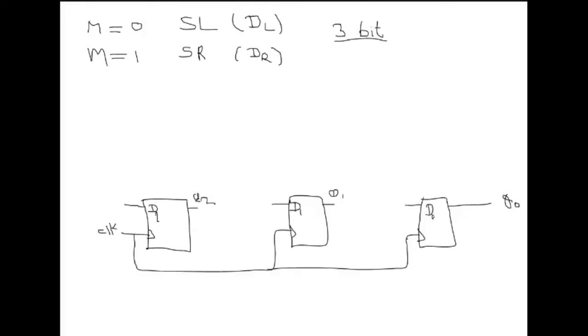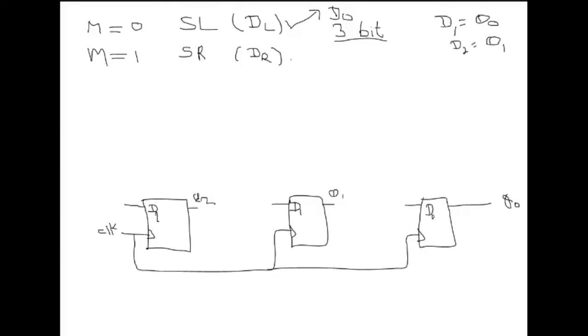Now when M is equal to 0, it should shift left. It means we will be providing this input DL to my D0, right? For the shift left operation, input should be provided at D0, and then Q0 should be connected to D1, Q1 will be connected to D2, and so on. That is my shift left operation. So D1 should be equal to Q0, that is the connection that we are talking about. D2 should be equal to Q1.